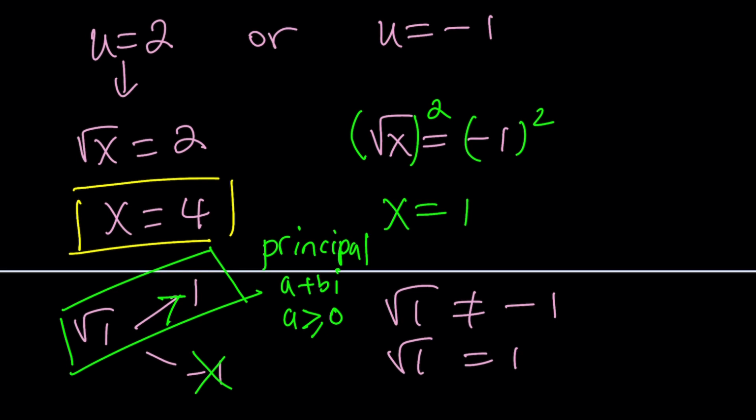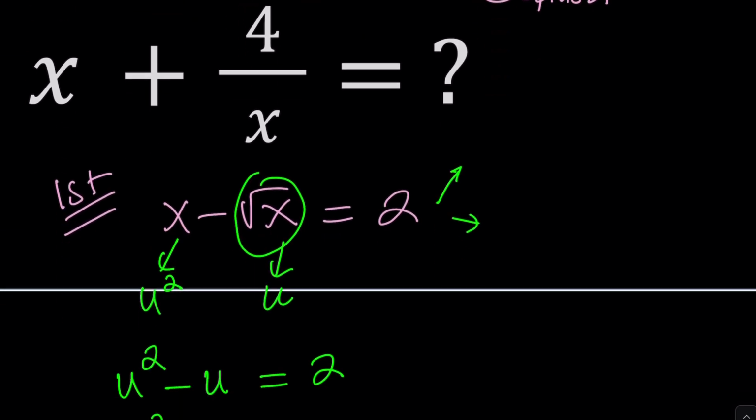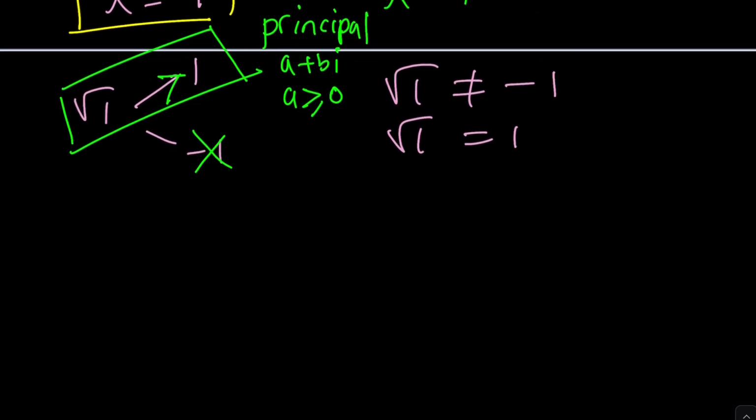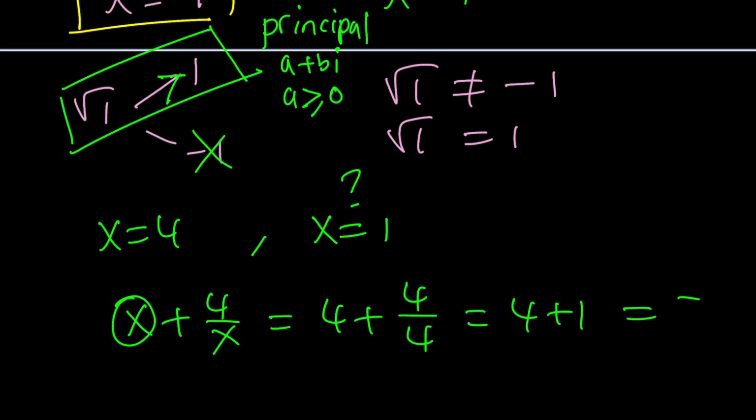Even if you assume that, okay, x equals 1 is a solution, we can test it out. How about that? So it looks like x is equal to 4, and maybe x equals 1 is going to work, but which value are we evaluating? It's x plus 4 over x. If x is equal to 4, this gives us 4 plus 4 over 4, which is 4 plus 1, which is 5. How about 1? 1 plus 4 over 1 is 1 plus 4, which is 5 again. Uh-oh, no matter what, we're getting 5.